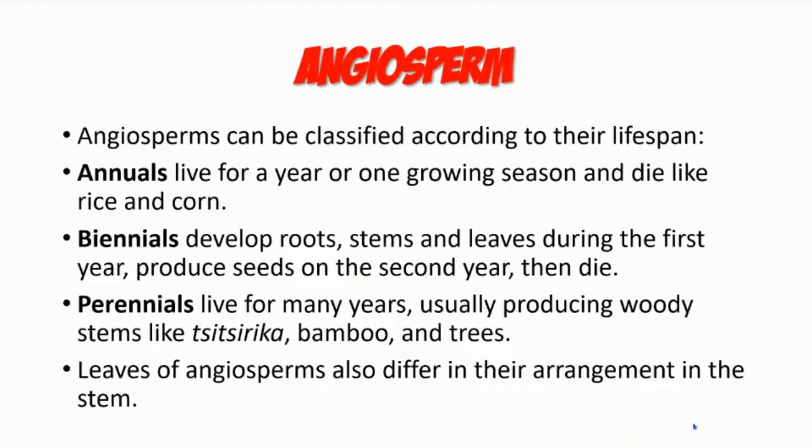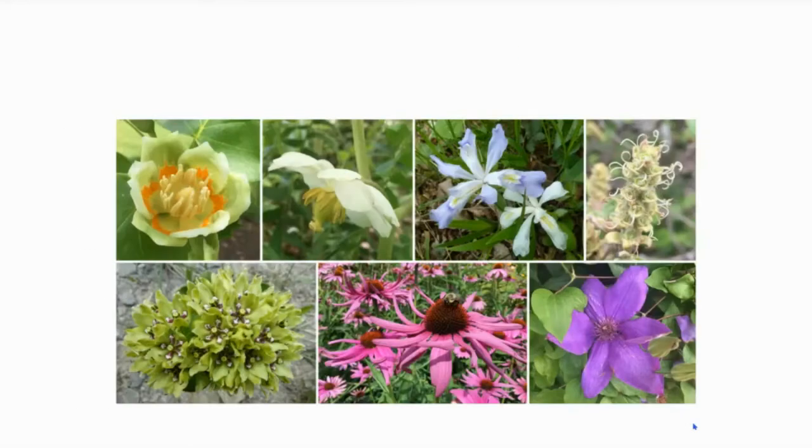So mauna muna yung annual, no, na namumuhay lang siya sa isang taon or one growing season and die, like rice and corn. So biennials, no, they develop roots, stems, and leaves during the first year, produce seeds on the second year, then die. And then yung perennials naman live for many years, usually producing woody stems like chichirica, bamboo, and trees. So leaves of angiosperms also differ in their arrangement in the stem base sa nakita nyo dyan. So ayan po yun.